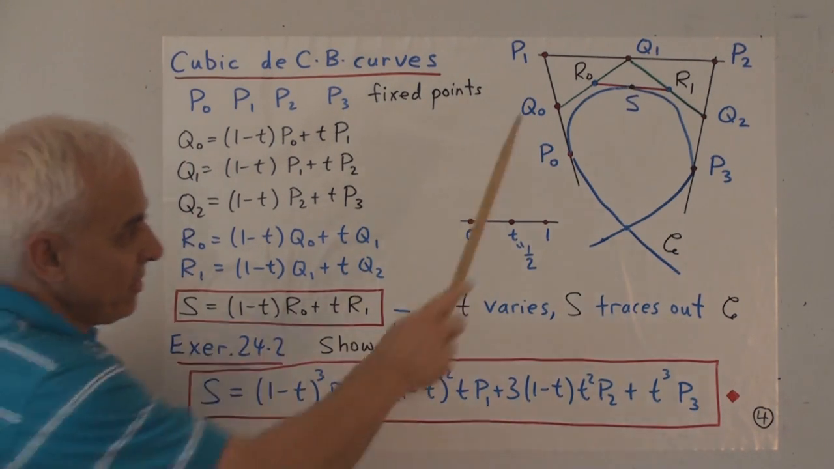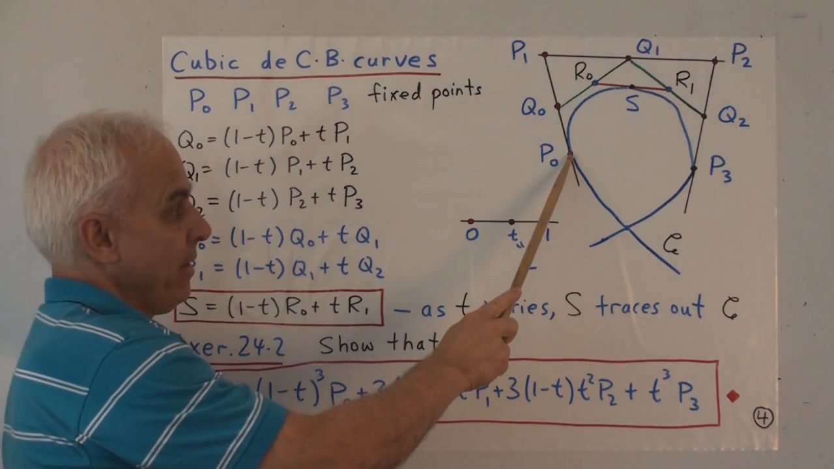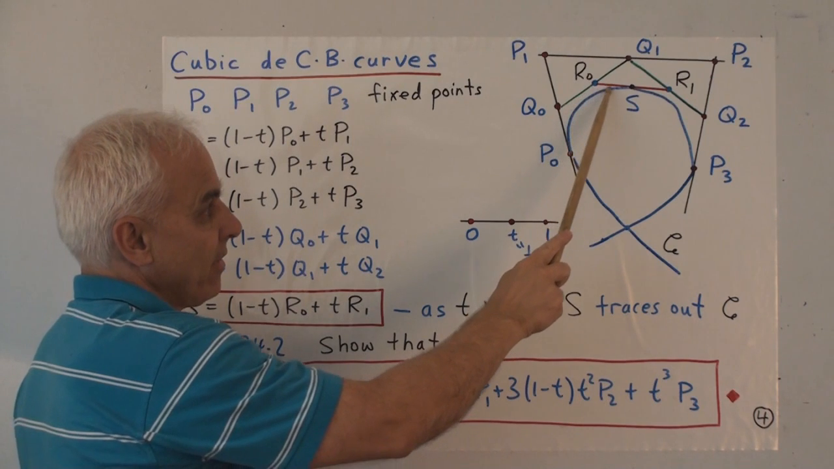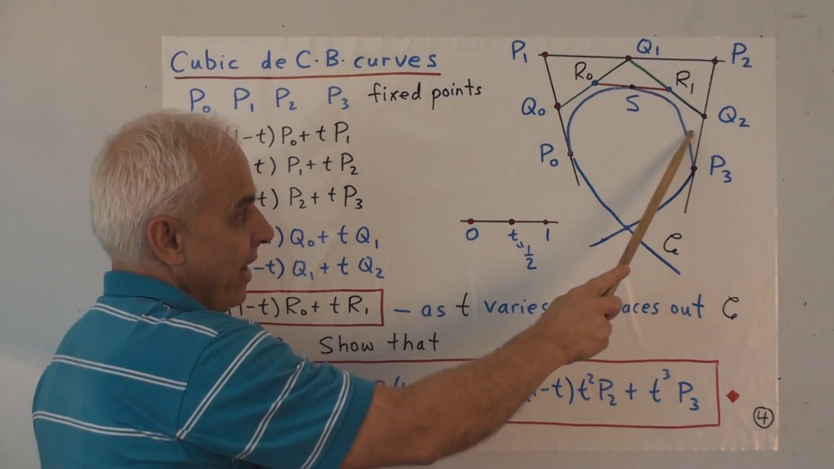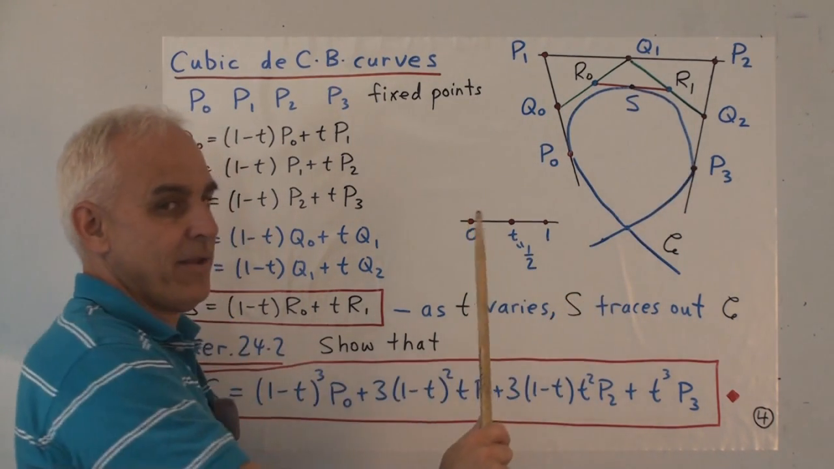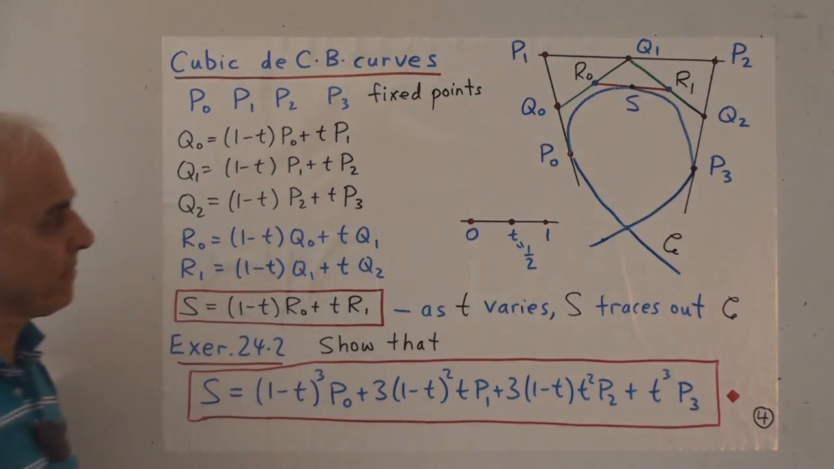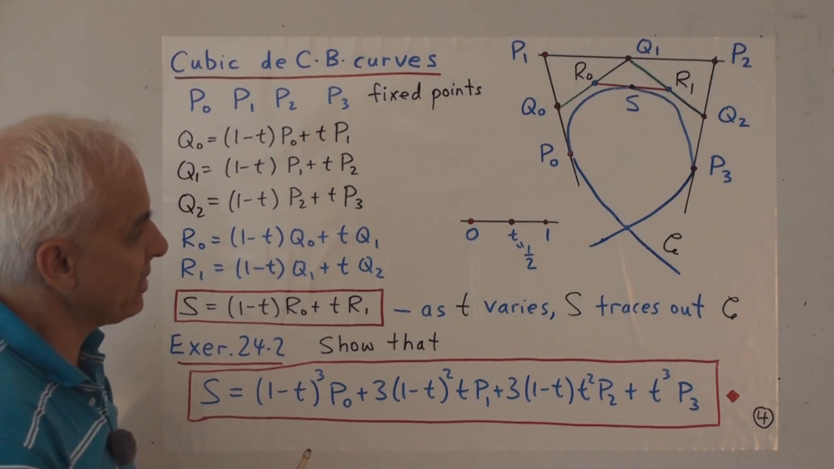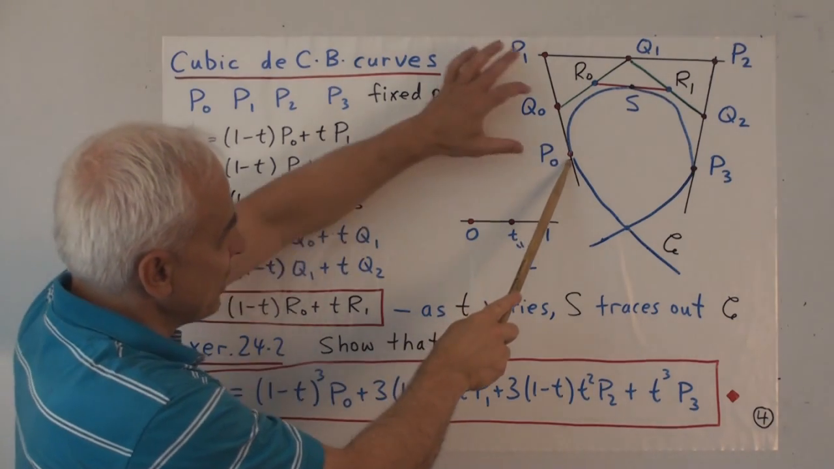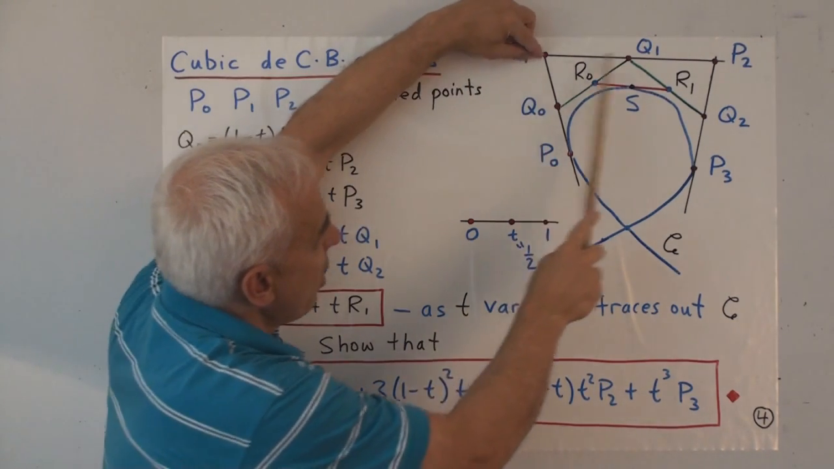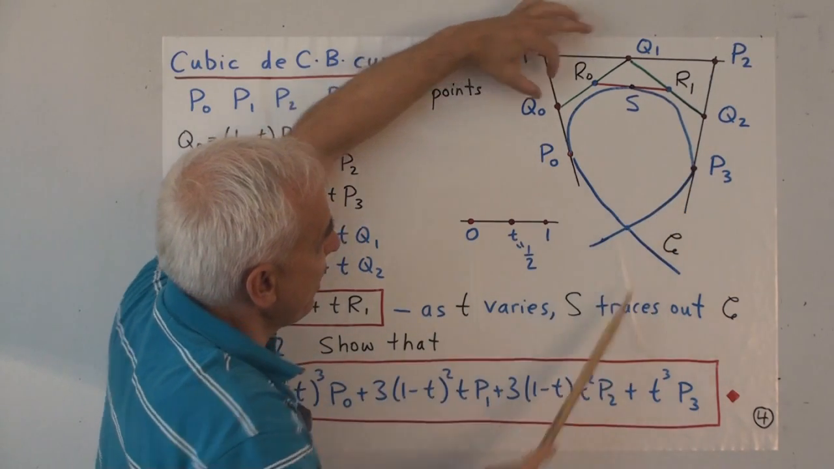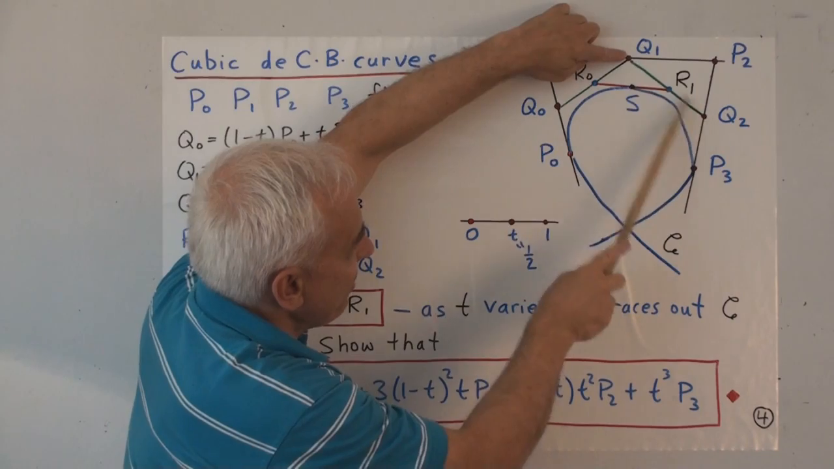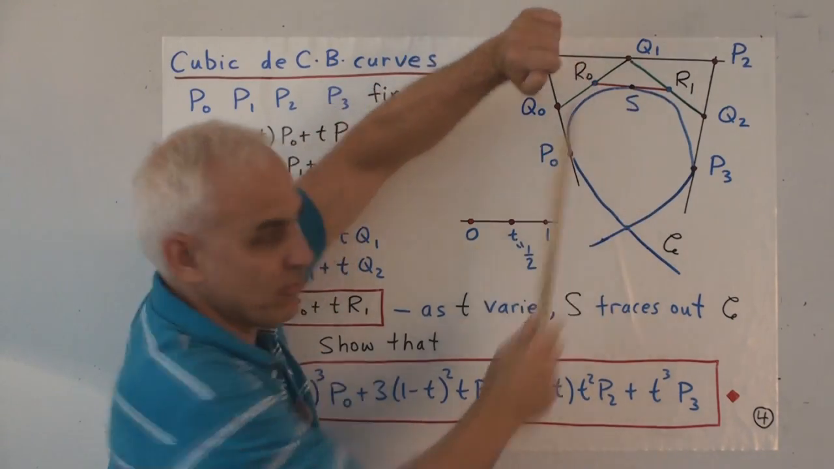When t is 0, this point S is actually down here. And as you let t run, it moves like this. And as t gets to 1, it gets to P3. This snapshot that I've shown you here is the case when t equals a half. When Q0 is roughly halfway, Q1 is halfway, Q2 is halfway, R0 is halfway between these two, R1 is halfway between these two, and S is halfway between the R's.